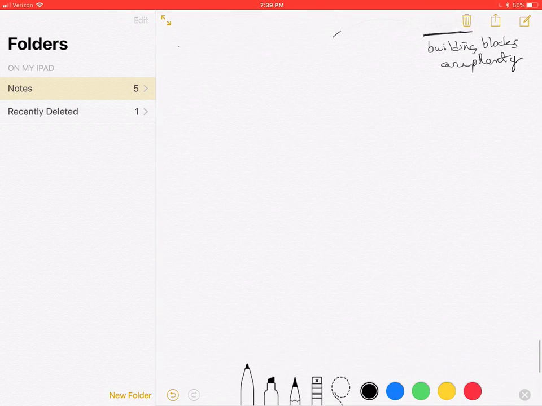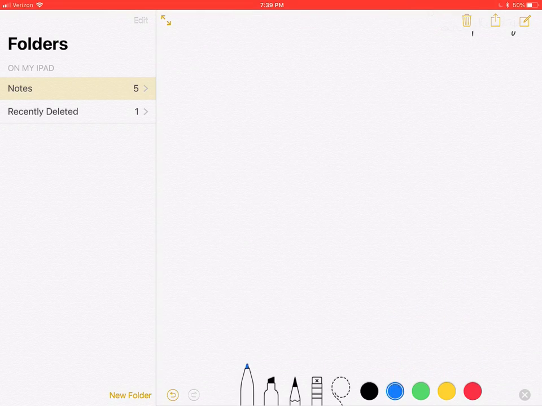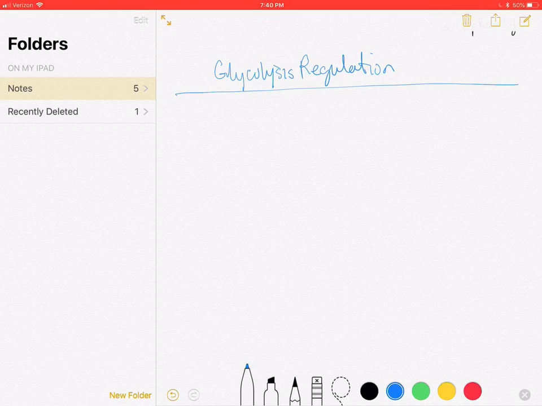So let's make a table. I'm going to make a table that shows the regulation of each of the regulated enzymes. So, glycolysis regulation, and we'll have on the left side the enzyme names, and on the right side how they're regulated.